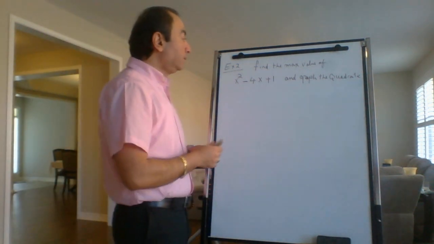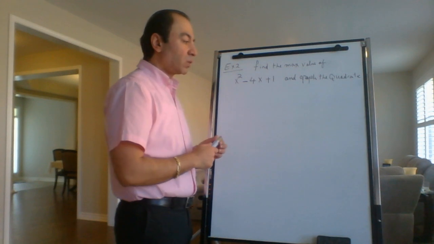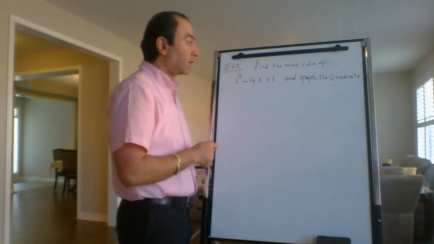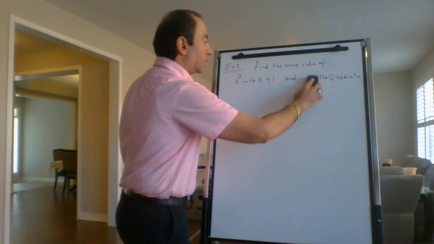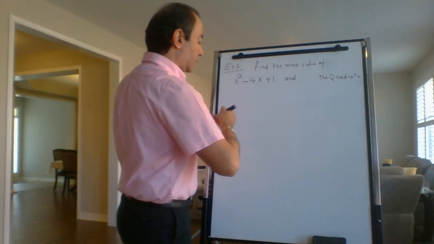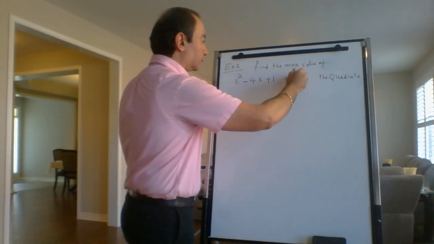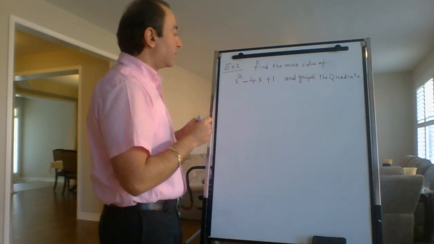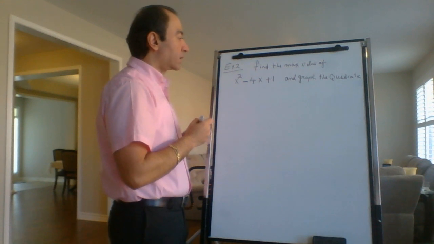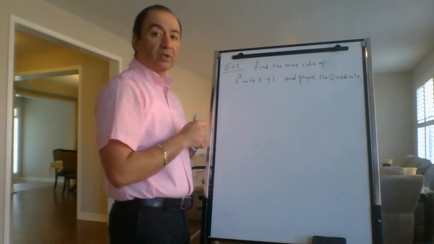Okay, so I'm going to continue with what we have started in the last video. Sometimes you're gonna get questions like this. Find the maximum value of x squared minus 4x plus 1 and graph the quadratic.